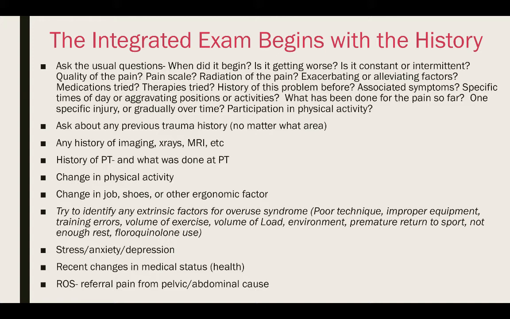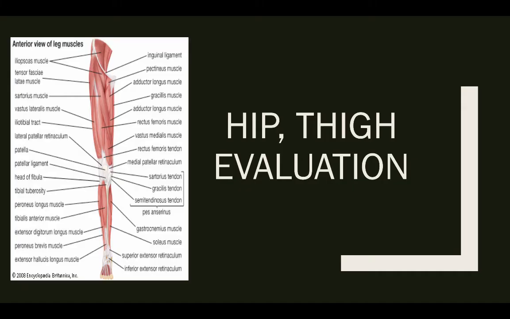And then think about those intrinsic factors that we talked about earlier and ask them questions about how some of those might be playing into the history. Have they had any increase in stress, anxiety, and depression, recent change in health status? And your review of systems should help to rule out any referral pain from any pelvic or abdominal causes, as well as things that might point you down along the line of infection or cancer, right? So ruling out fevers, chills, night sweats, weight loss, pain while sleeping. Those are the red flags.